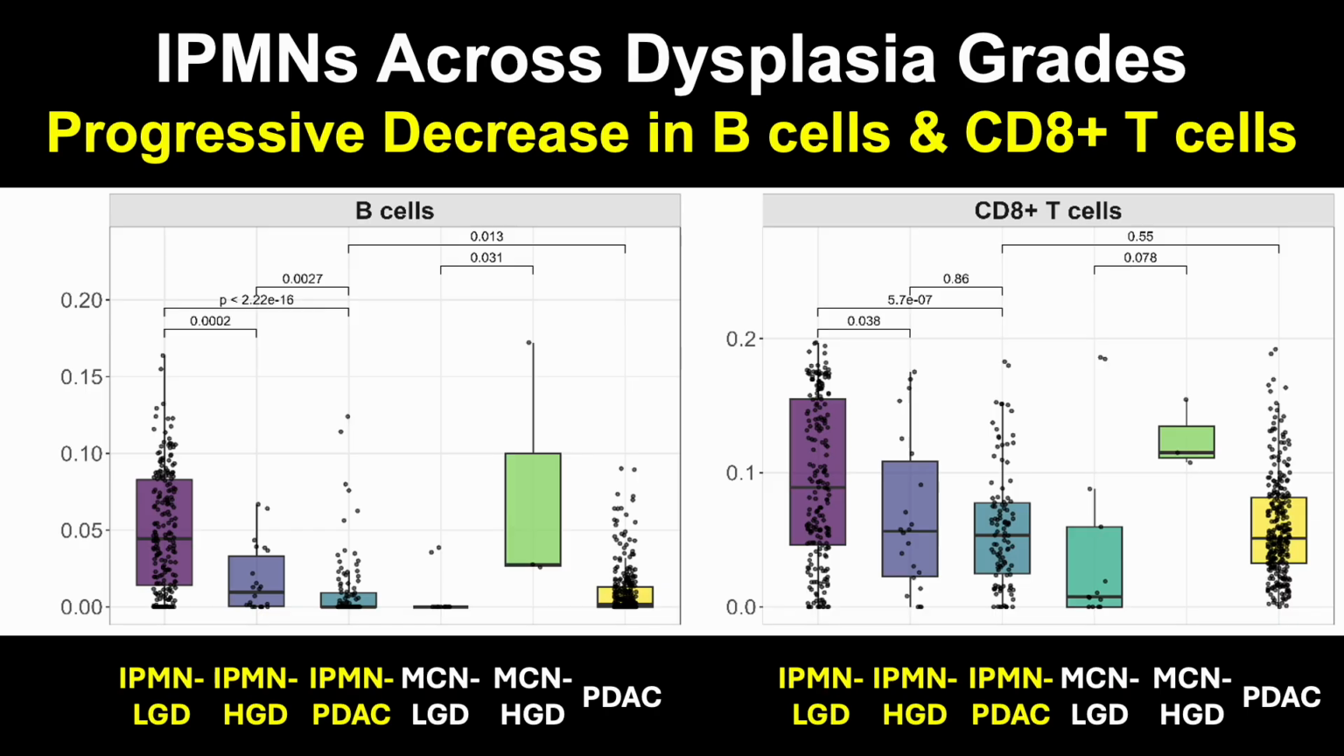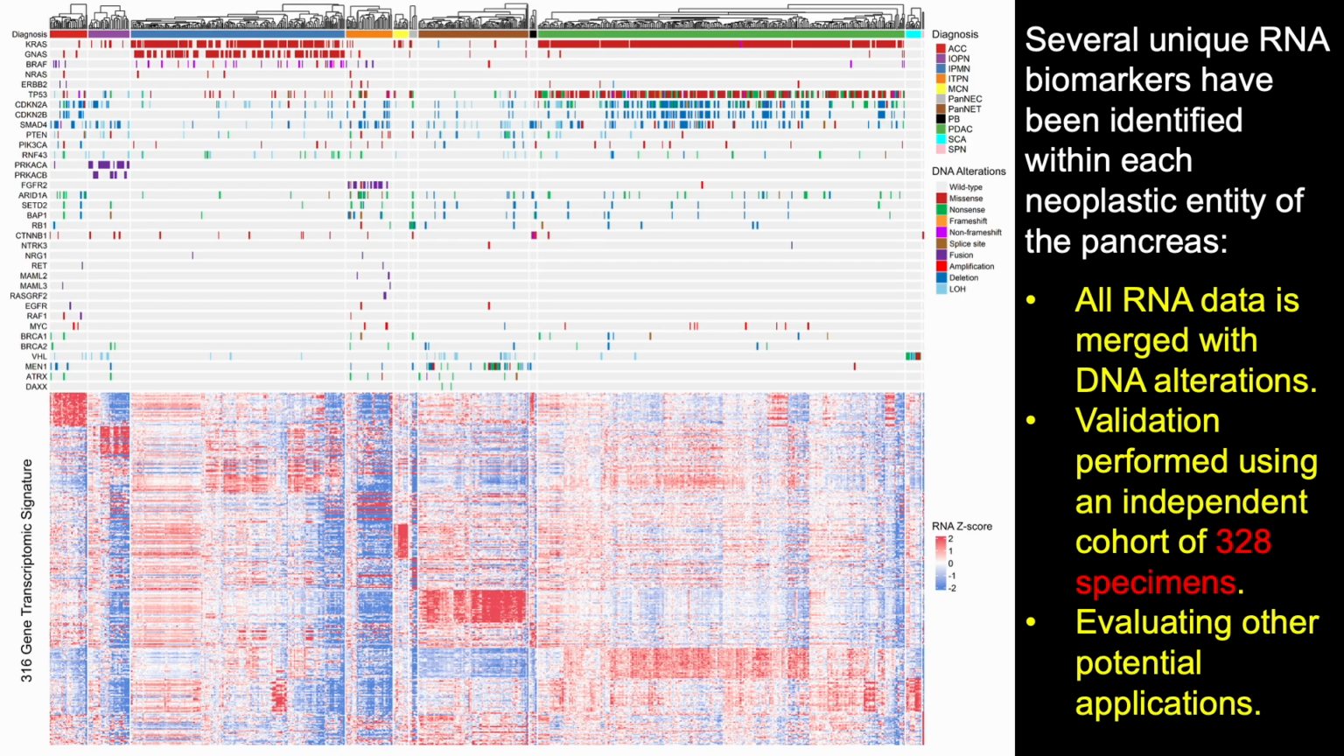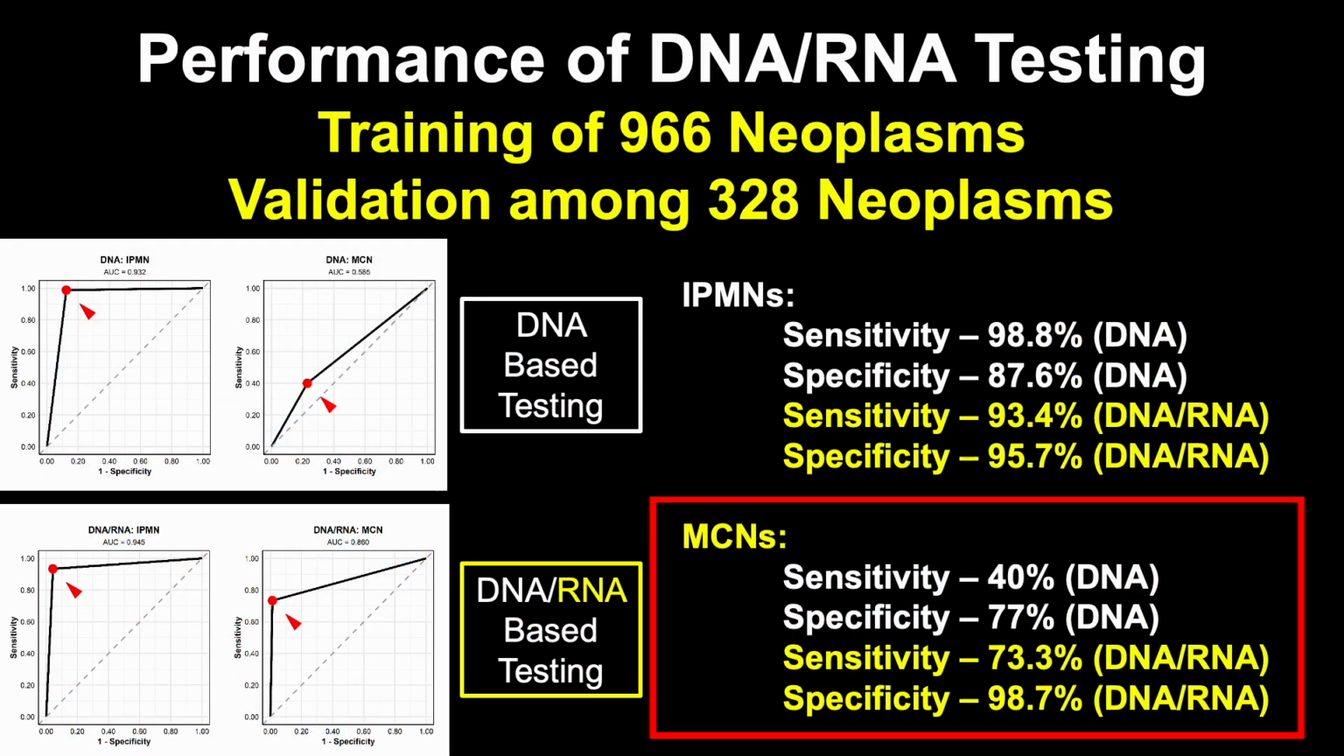But then, therefore, we need to validate the findings. Over 328 cystic pancreatic neoplasms, in comparison to DNA-based testing alone, DNA and RNA sequencing has improved the sensitivity for MCNs. We've jumped from 40% to 73.3%. I'll be honest with you, this is just the beginning. We are extensively evaluating a lot of cystic neoplasms that come through the door at UPMC, and trying to improve on our current biomarker strategy, really increasing the specificity from 77% to 99%.